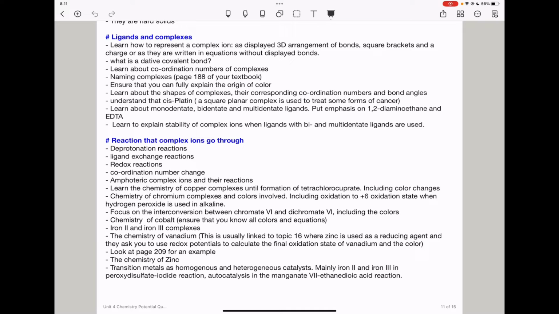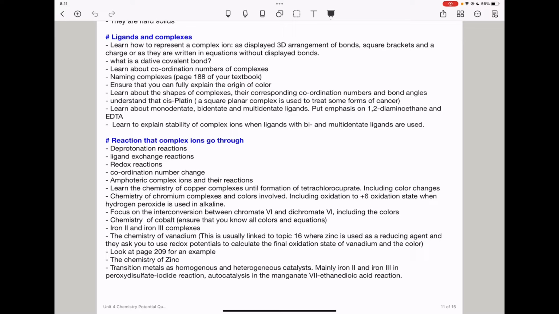That said, this can also come in Unit 5. So learn about the chemistry of chromium, all the colors involved. Remember, chromium 2 is blue, chromium 3 is green. There are 2 compounds in +6 oxidation state. One is chromate 6, which is yellow, and the other is dichromate 6, which is orange. You need to remember that.